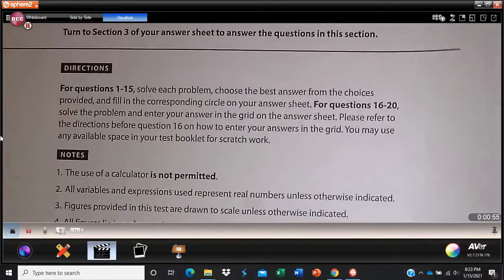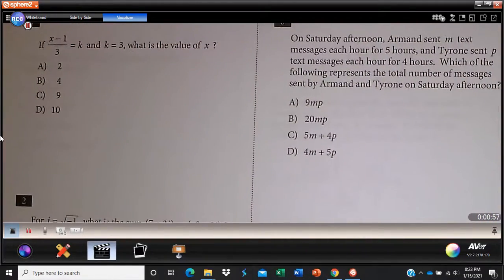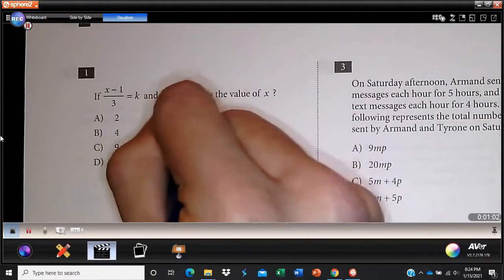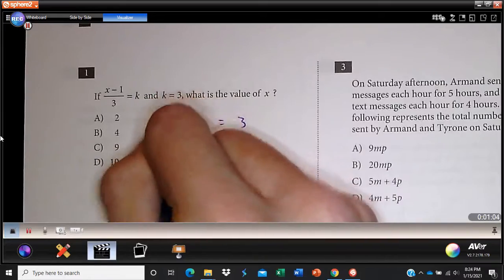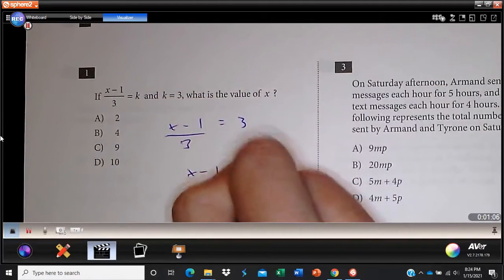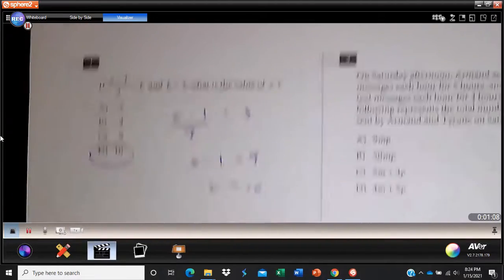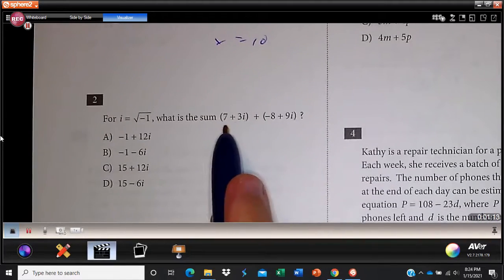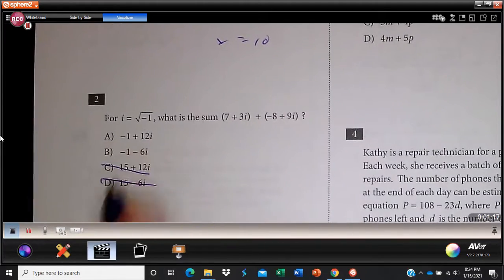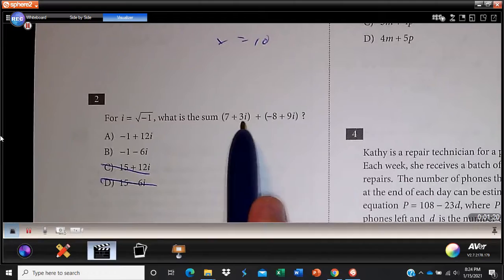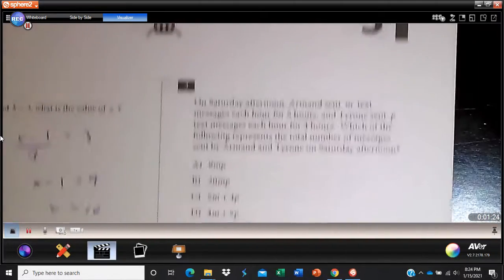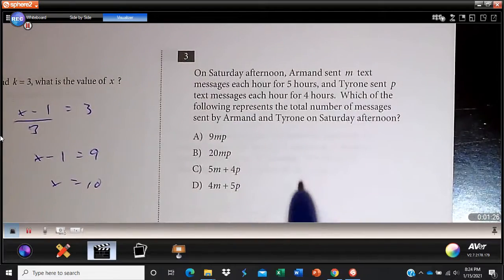Okay, so here are the directions, skipping it. Okay, x is equal to that, k is equal to 3. x minus 1 over 3 is equal to 3, so x minus 1 is equal to 9. So x is 10, D. Alright, 2: i is imaginary, what's the sum of these two things? 7 minus 8, that's minus 1. And then 3 plus 9, so that's A. Okay, 3, skip to the question.